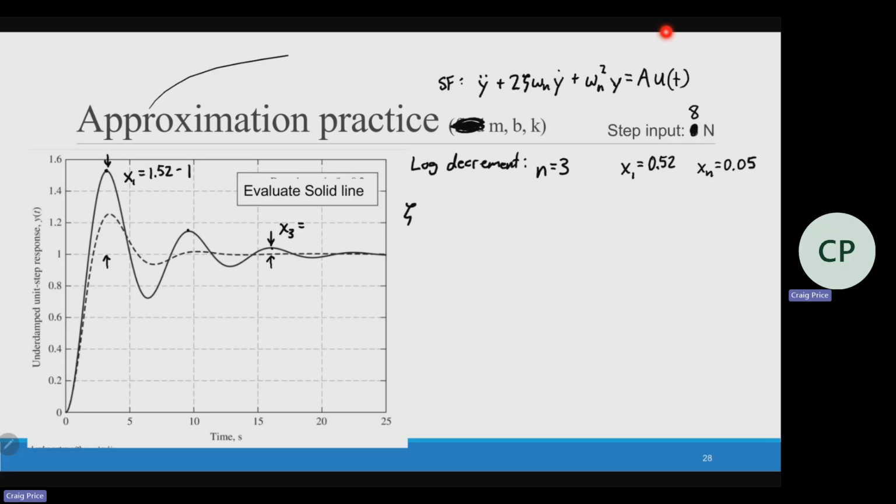So now we have log decrement. So damping ratio is equal to, we have 1 over n minus 1, so that's just 1 over 2 times the natural log of 0.52 over 0.05. Then we've got this large square root. This is 4 times pi squared plus, again, 1 over 2 times natural log 0.52 over 0.05.